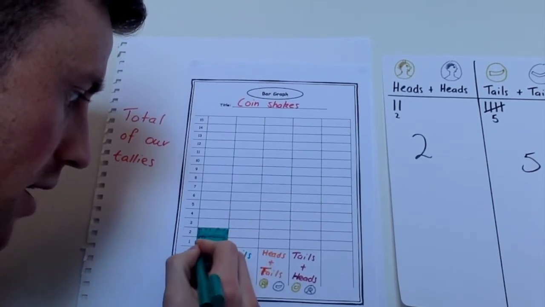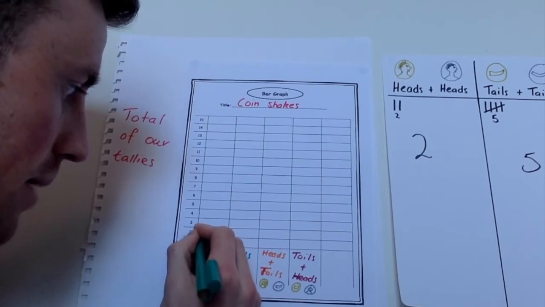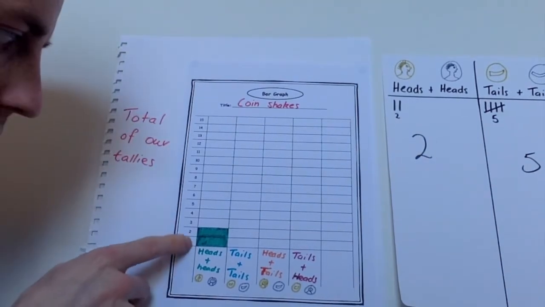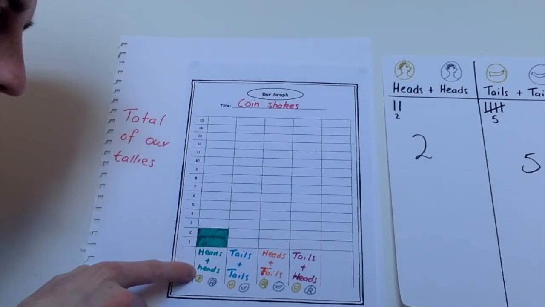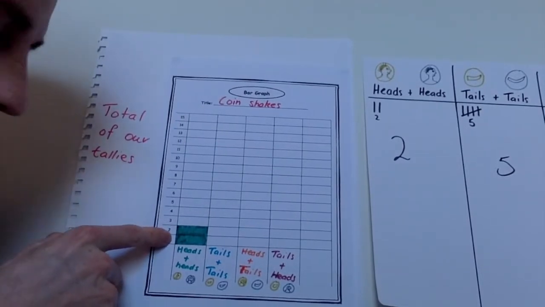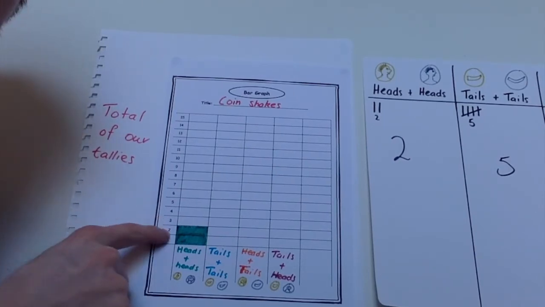you need to colour in nice and neatly. Okay, so it looks like a nice box. Okay, now you can see I have 2 in my heads and heads tally in total. And when you colour in, count the boxes to make sure that you've coloured in the right amount. Okay, so I'm stopping at 2.